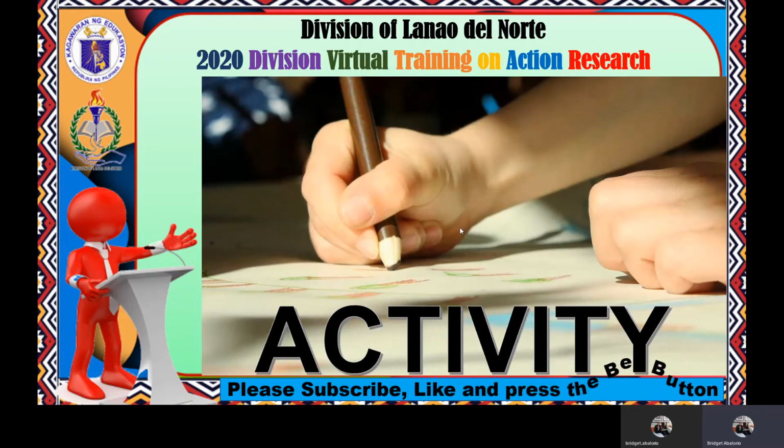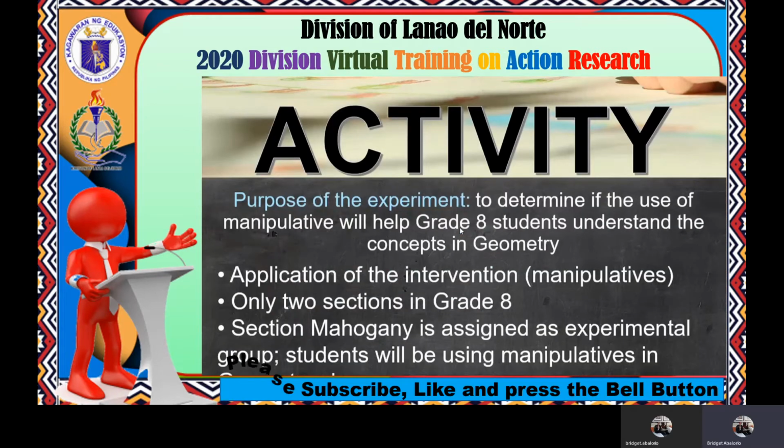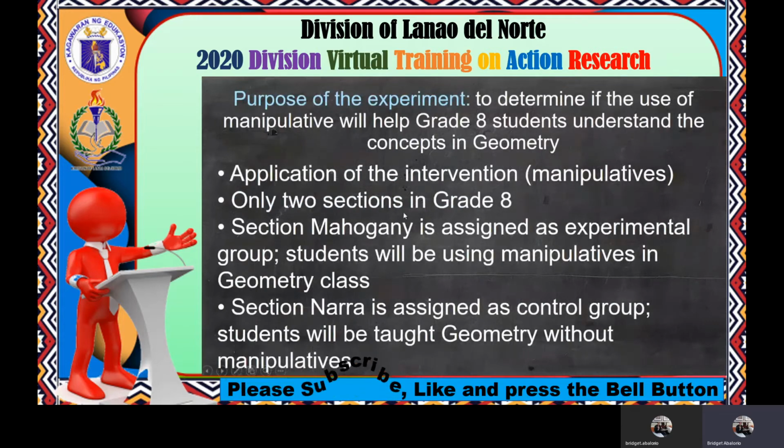Okay, so in this slide, we can read the purpose of the experiment. It is to determine if the use of manipulatives will help grade 8 students understand the concepts in geometry. So there is application of the intervention, which is the manipulatives. There are only 2 sections in grade 8. Section Mahogany is assigned as experimental group, students who will be using manipulatives in geometry class, and Section Nara is assigned as control group, which students will be taught geometry without the use of manipulatives.